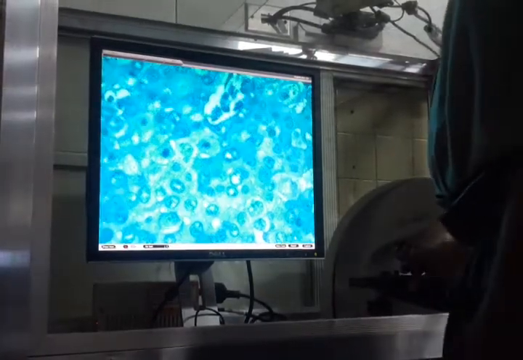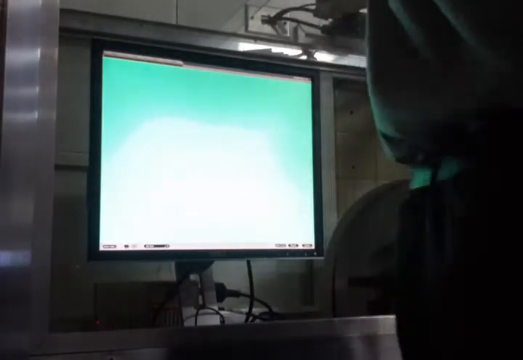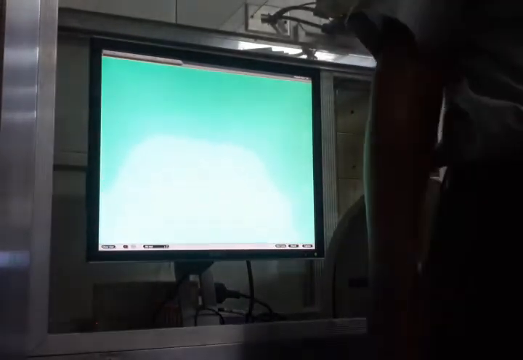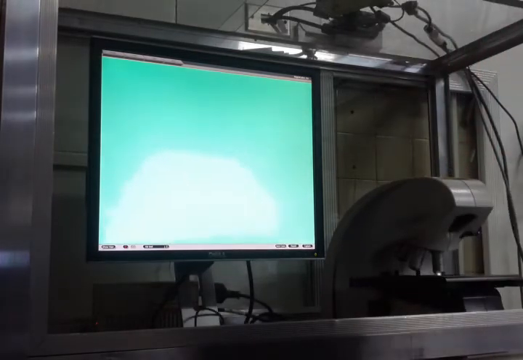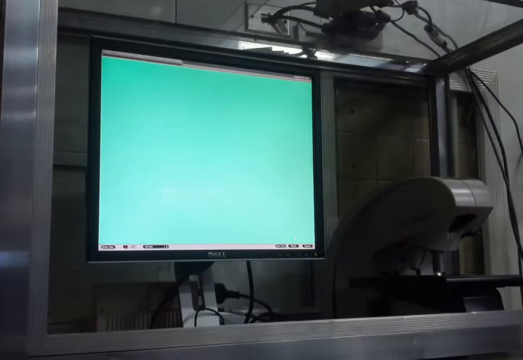That's the last slide. Carcinomas, okay. Carcinomas usually metastasize via the lymphatics. Sarcomas usually metastasize via hematogenous route.